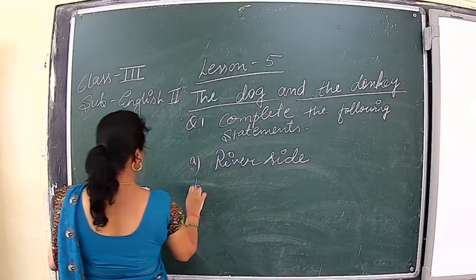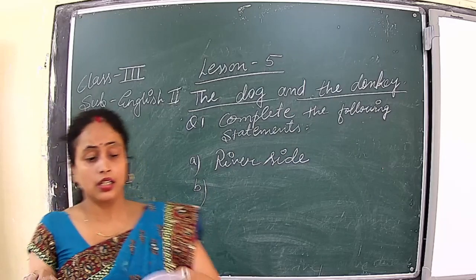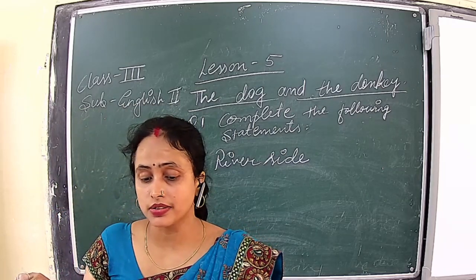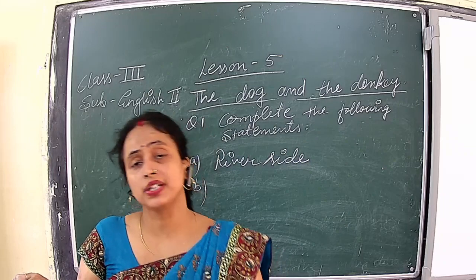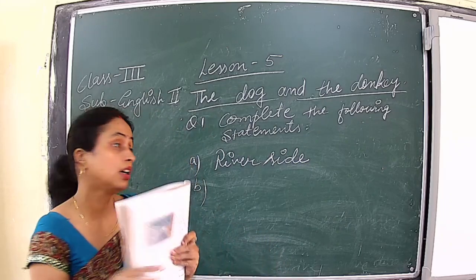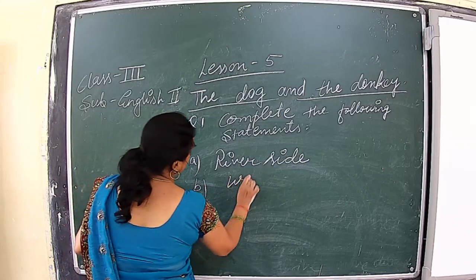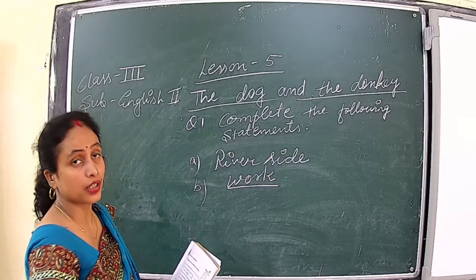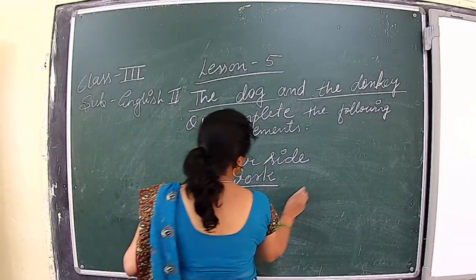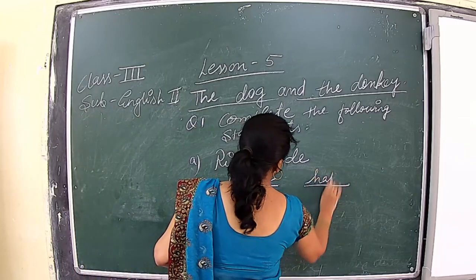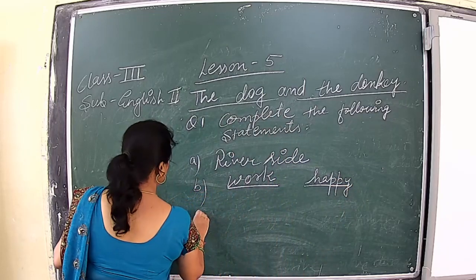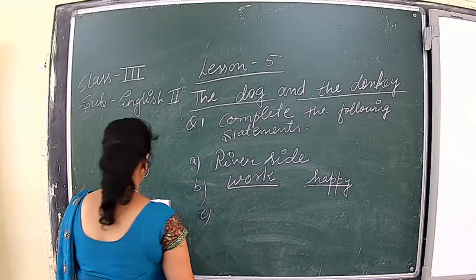Okay. Now, second one. The donkey did the dash well and the master was dashed with him. In the first blank it will come work, and the master was happy. Second blank, what you have to write? Happy.